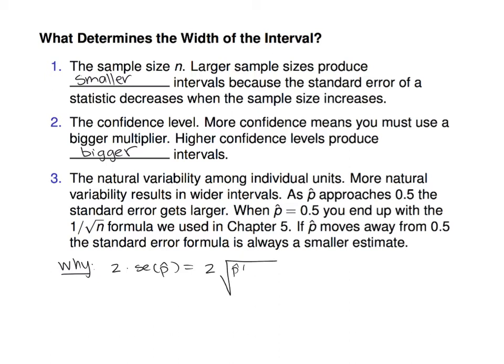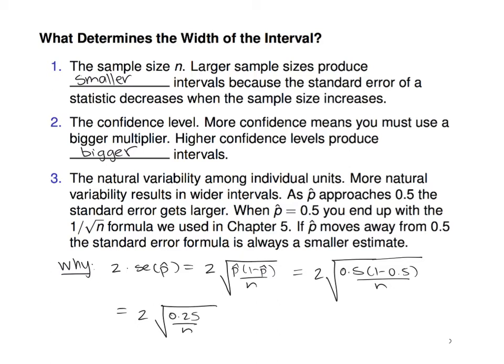So 2 root p hat, 1 minus p hat over n. Well, if our p hat is 0.5, that's 2 times the root of 0.5, 1 minus 0.5 over n. Well, that's 0.25. So 2 times the root of 0.25 over n. And that's 2 times the root of 0.25 over the root of n. Well, root 0.25 is a half. 2 times a half is 1. We get 1 over root n.